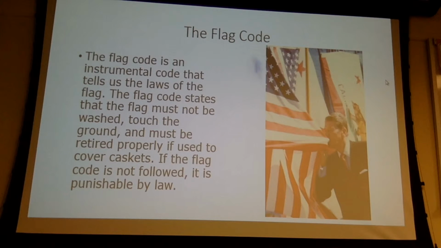The Flag Code. The Flag Code is an instrumental code that tells us the laws of the flag. The Flag Code states that the flag must not be washed, touch the ground, and must be retired properly if used to cover caskets. If the Flag Code is not followed, it is punishable by law. The Flag Code: people often believe that the Flag Code is law, but in reality it is a set of guidelines that citizens are recommended to follow. It is a common myth that once a flag touches the ground, it must be destroyed, but in reality, as long as the flag is not ripped or damaged in any way, it can still be flown.